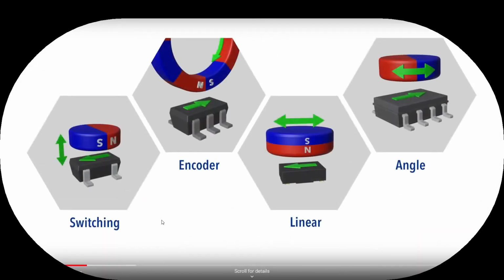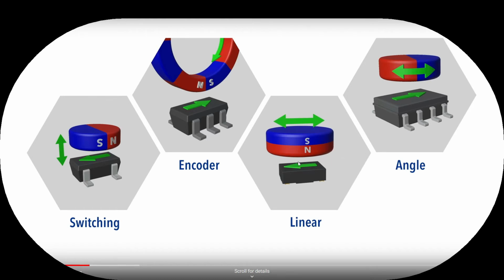So I can use this for different purposes. Switching, as you see previously: up, down, something comes nearest, it resets, it becomes off. Or encoding, to count the rotations by changing the polarities, and of course the magnetic field will change based on this polarity change. Or linear movement, and that's all.